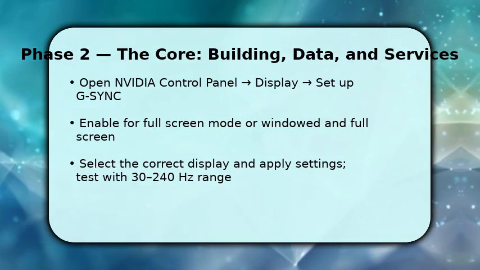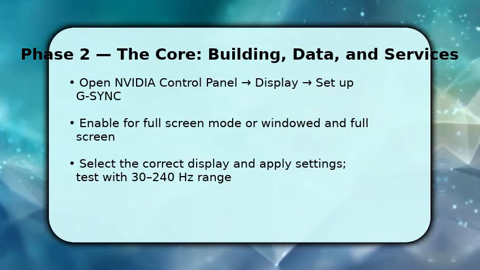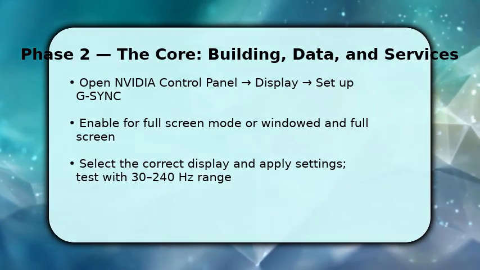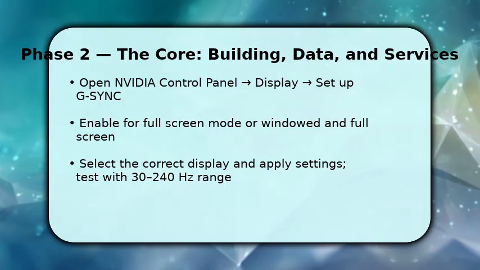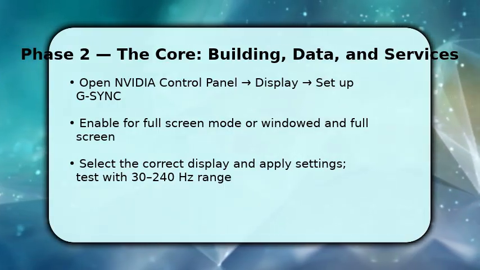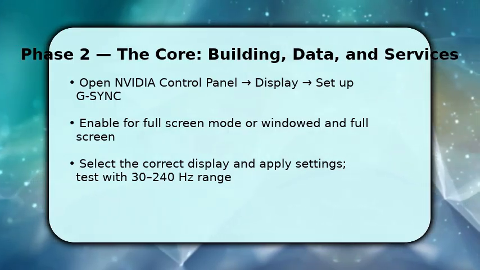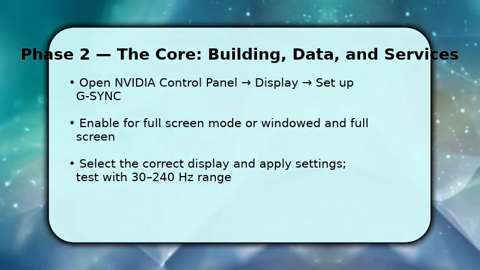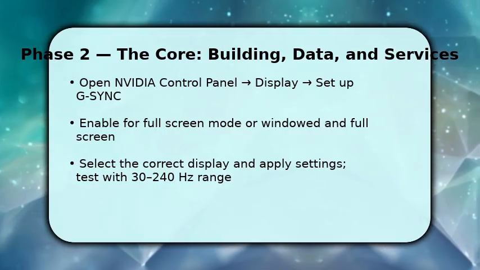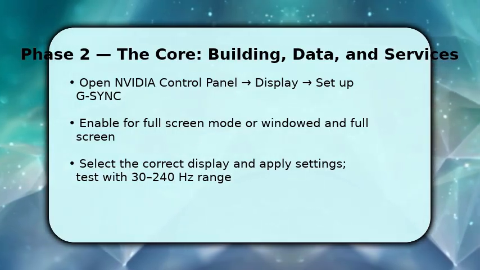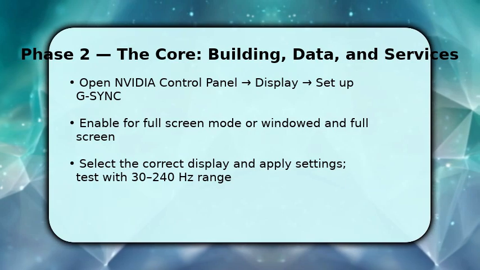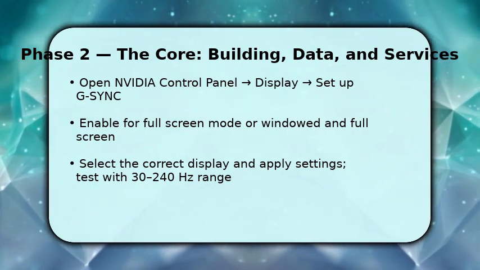First, go to Display > Set up G-Sync, select your display, and choose Enable for full screen or windowed modes, depending on your workflow. Then, also ensure the monitor's native refresh rate is selected under Change Resolution. Once applied, run a variable frame rate test or a game and watch for tear-free motion. If you see judder, tweak VSync and frame limit settings in your game or driver.